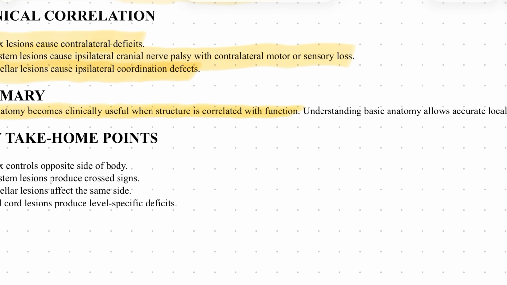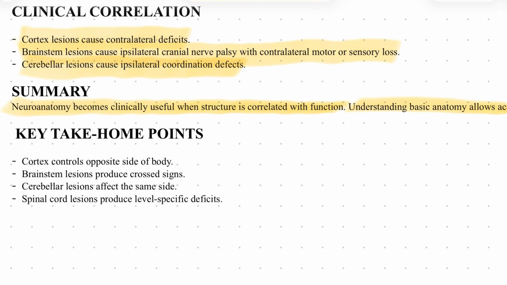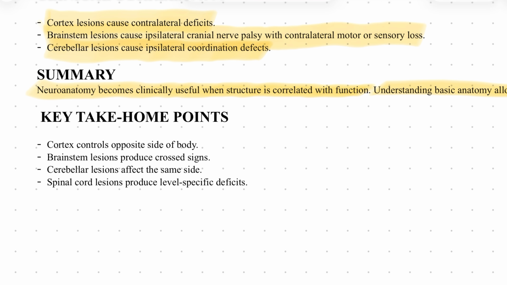There are 12 cranial nerves arising from brain and brainstem. So they control sensory, motor and autonomic functions of head and neck. So clinical correlation: cortex lesions cause contralateral deficits. Brainstem lesions cause ipsilateral cranial nerve palsy with contralateral motor or sensory loss. Cerebellar lesions cause ipsilateral coordination defects.